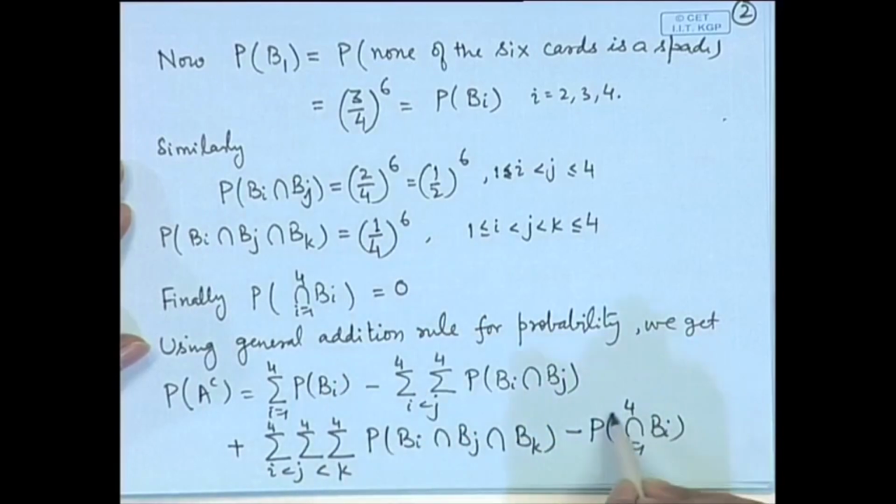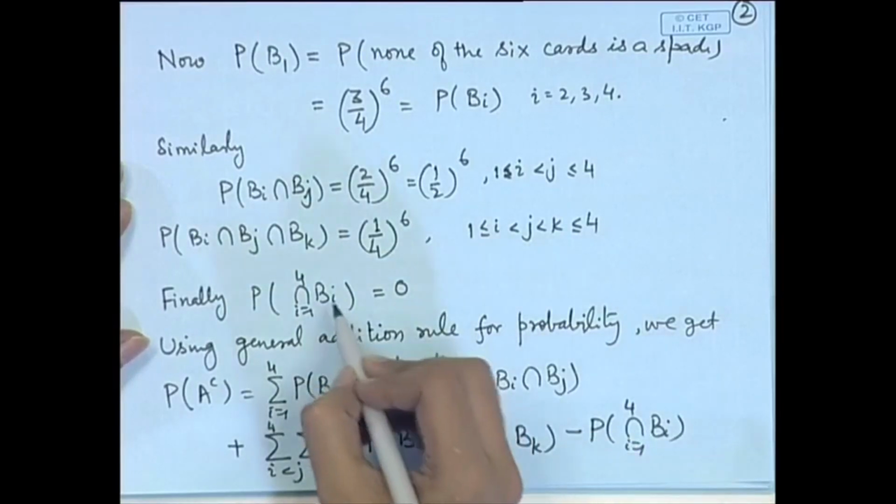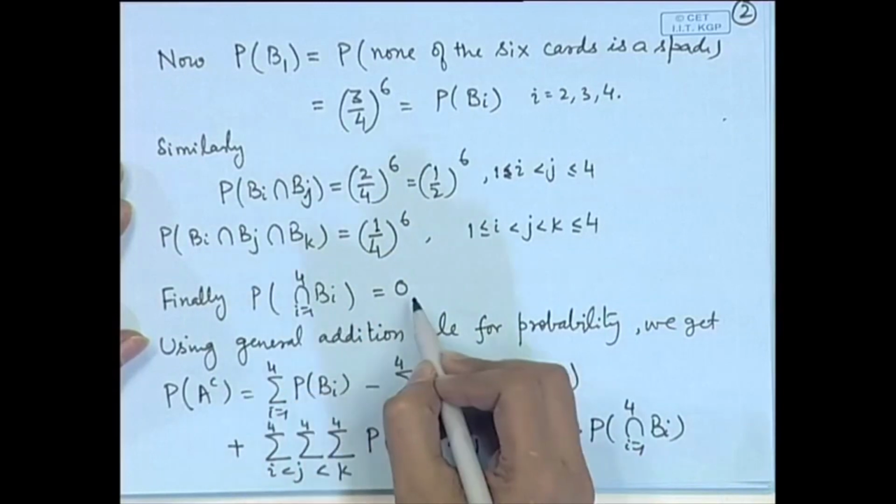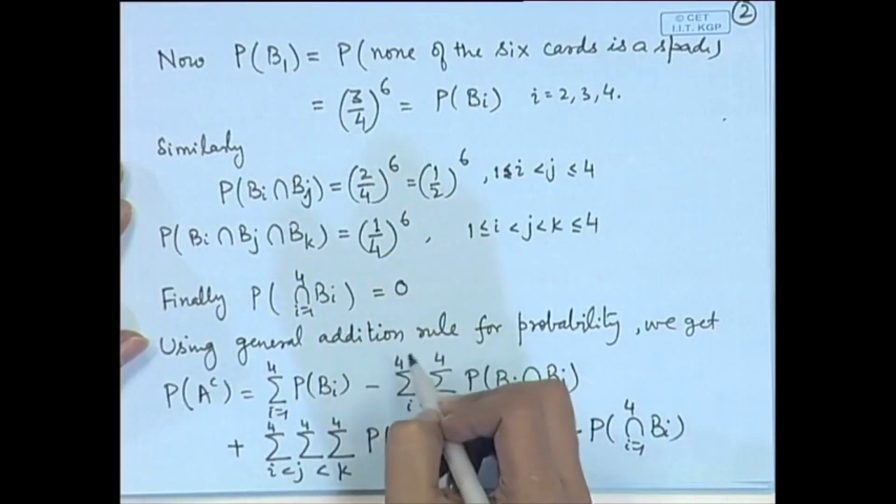The last term here is the probability of intersection of B_i. However, what is the probability of intersection of B_i? Intersection of B_i denotes the event that none of the suits appear. However, if you draw a card, it has to be one of the suits. Therefore, the probability of intersection of B_i must be 0.